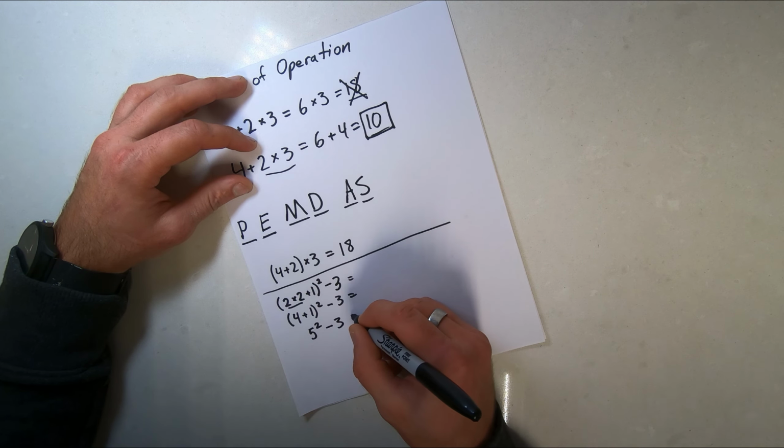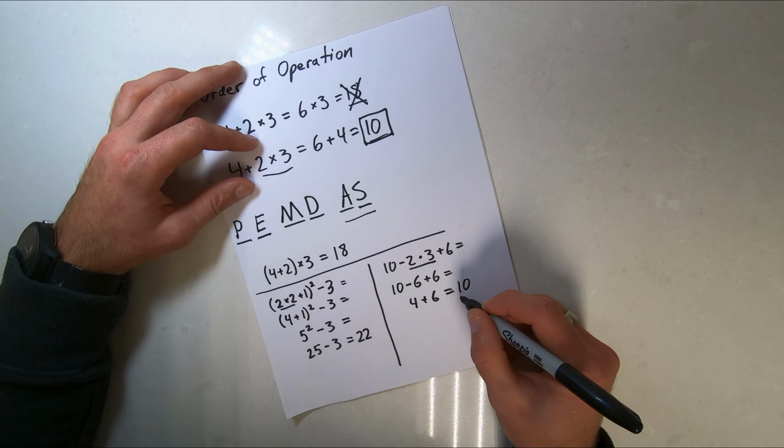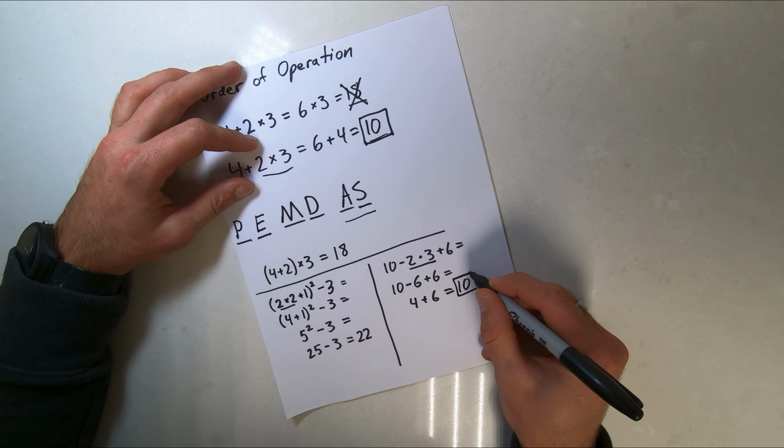And then when we have two operations which are on the same level, addition and subtraction are at the same level, we go from left to right. So we do the subtraction first and then move on to addition. So 10 minus 6 is 4, plus 6. Now 4 plus 6 is 10. So our answer is 10.